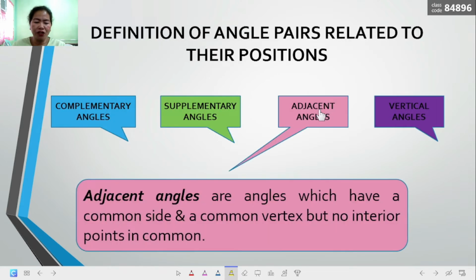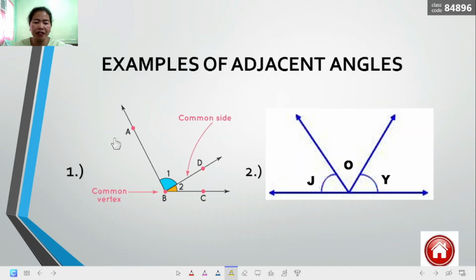Adjacent angles, by definition, are angles which have a common side and a common vertex, but no interior points in common. So I'll repeat, these are angles which have a common side and a common vertex, but there are no interior points in common. Let us try to look at how adjacent angles look like. So we have here two examples. In the illustration, we have angle 1 and angle 2.